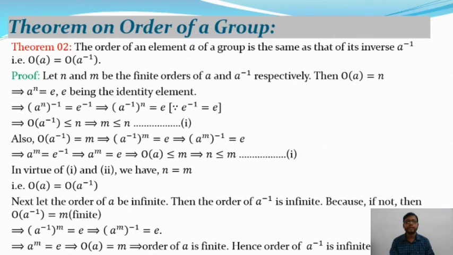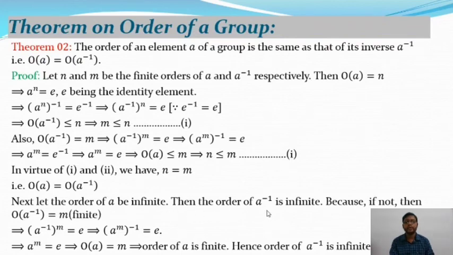Next, let the order of a be infinite. In the finite case, the order of an element a of a group is the same as the order of its inverse. Next we will prove that this theorem is also true for the infinite case. That means let the order of a be infinite.